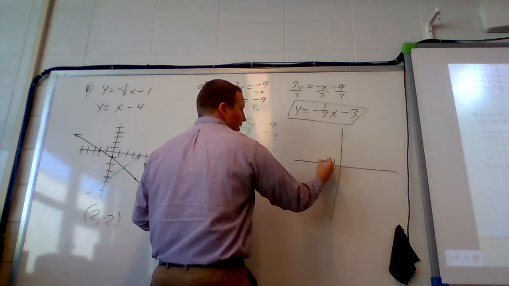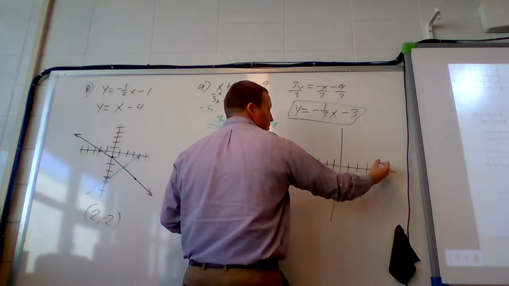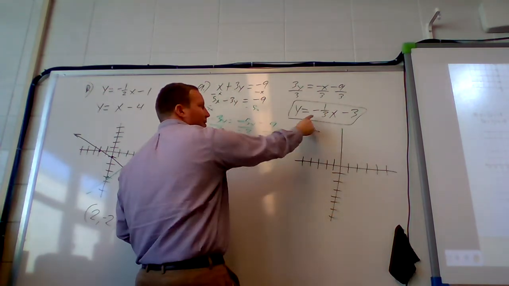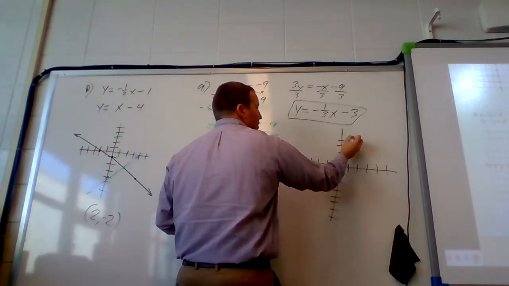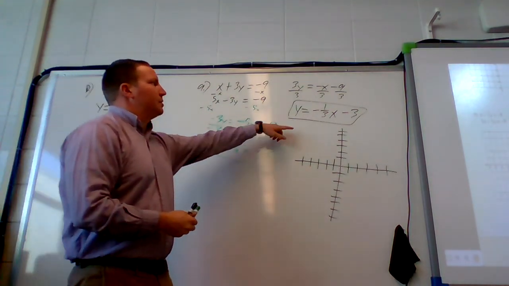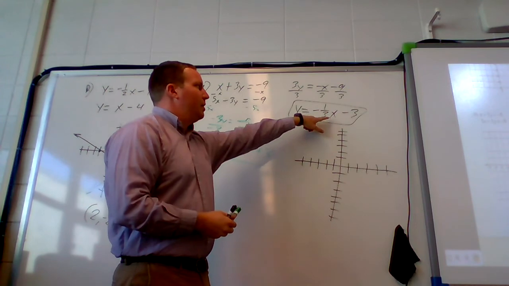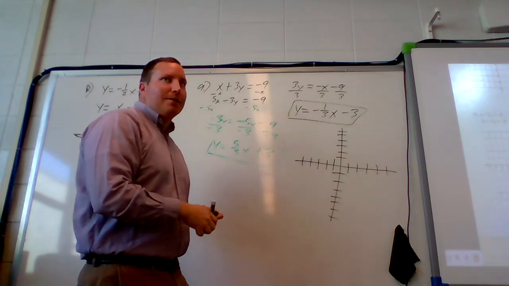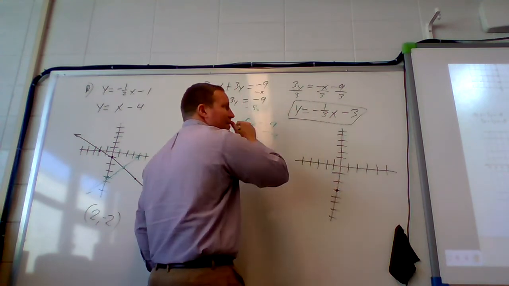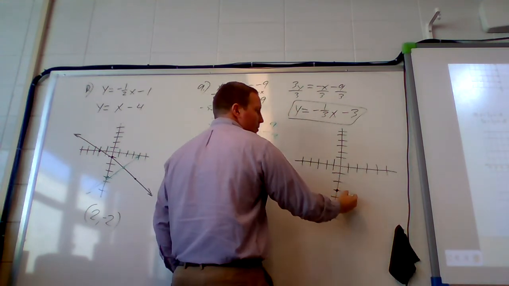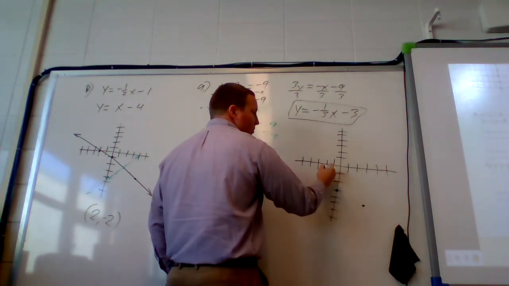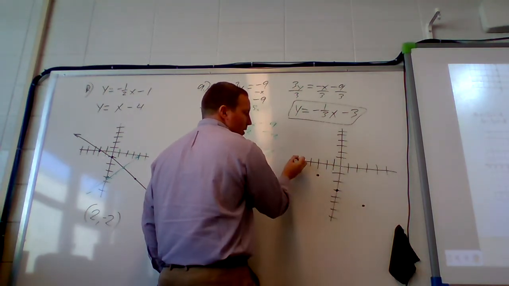How many solutions am I going to have on this one? 1, right? They have different slopes. We have 5/3 and -1/3, so they're going to cross. Let's go ahead and do our first one. We have the y-intercept at -3. We have a slope of -1/3, so we're going down 1 to the right 3, or we can go up 1 to the left 3. Again, that's that same line.